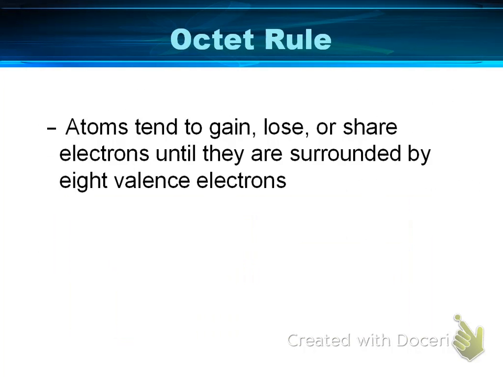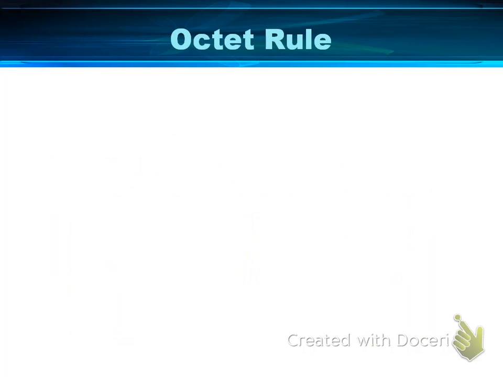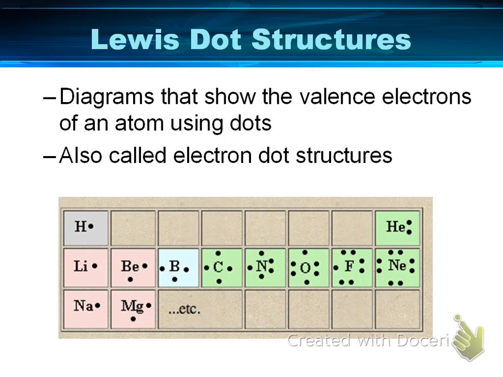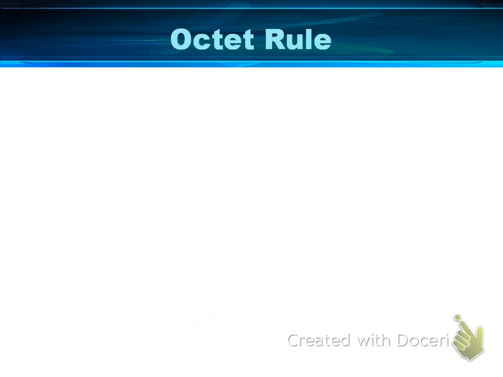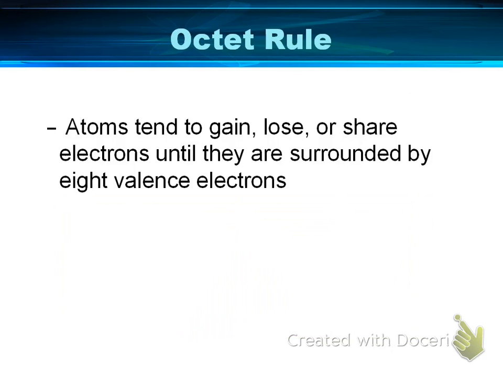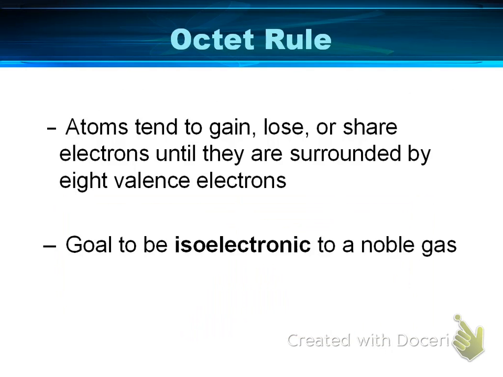Octet rule. Atoms tend to gain, lose, or share electrons until they are surrounded by 8 valence electrons. So if you were to go back, they all want to look like this when they're done. If they have to share, they will. And so the goal is to be isoelectronic to a noble gas.